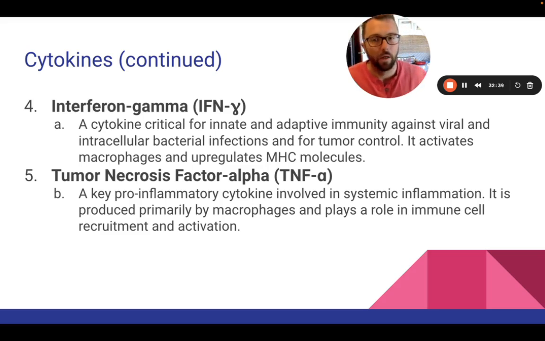And then you've got tumor necrosis factors. So TNFA, inflammatory cytokine involved in systemic inflammation. It is produced primarily by macrophages and plays a role in immune cell recruitment and activation. Not unique to diabetes. It plays a role in a lot. Obviously, it has that name tumor in it, so it has something to do with cancer as well.